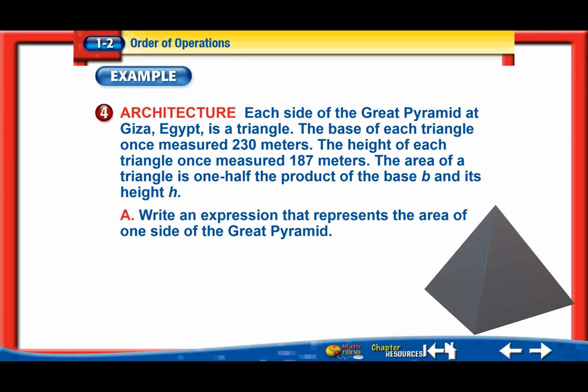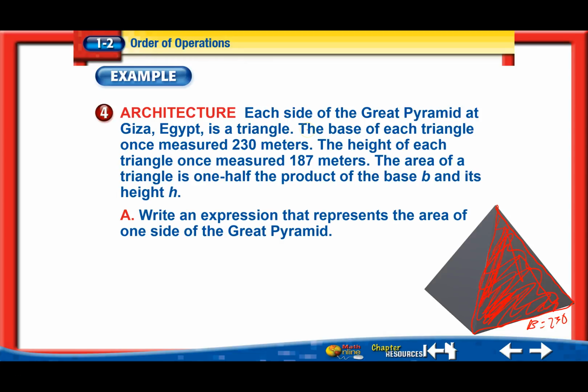All right, so each side of the Great Pyramid in Giza, Egypt, is a triangle. So we're going to look at one side of the Great Pyramid here. So we're going to look at this side right here. Sorry, my artistic skills are not that great. That's why I teach math. So the base of each triangle is measured at 230 meters. So the base would be down here.